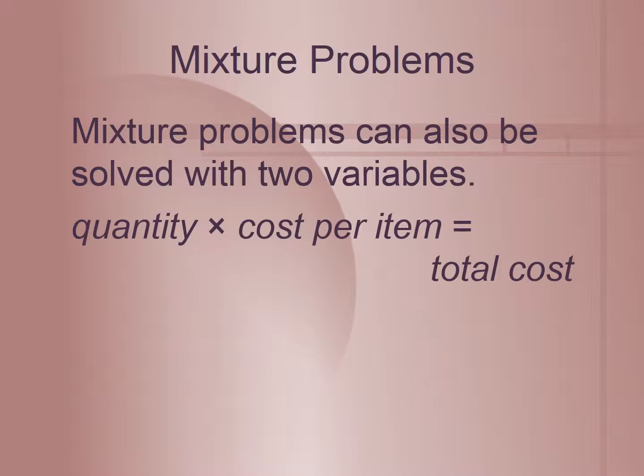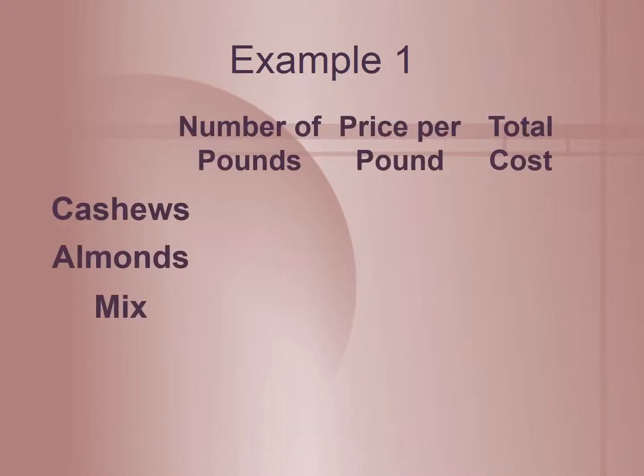So for example, if you're going to the grocery store and you're buying cereal, and each box of cereal is $3, that's your cost per item, the cost per box, $3. Let's say you buy 5 boxes of cereal. To find your total cost, you would do 5, the quantity, times $3 cost per box equals 15, your total cost. So let's look at an example.